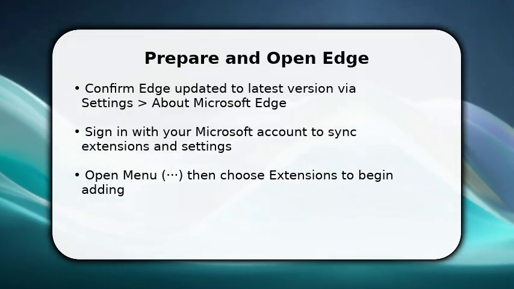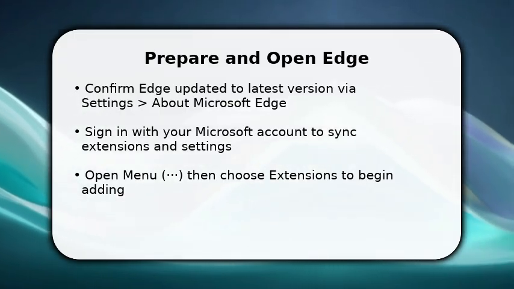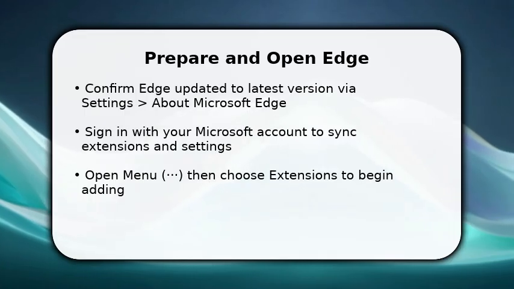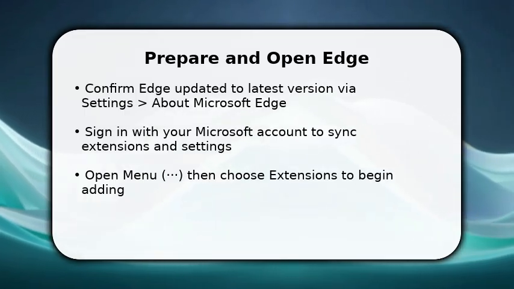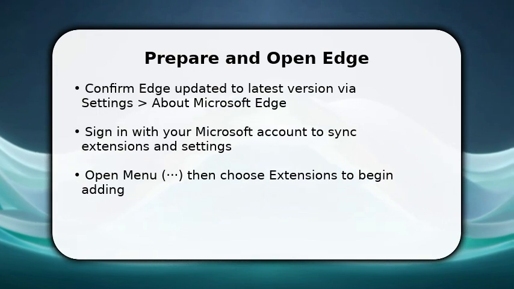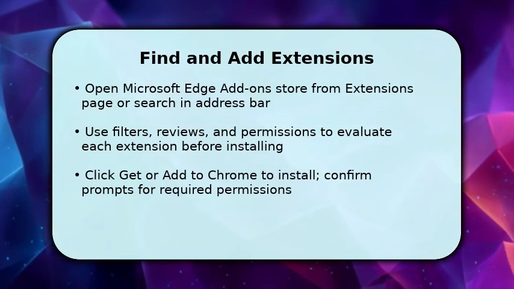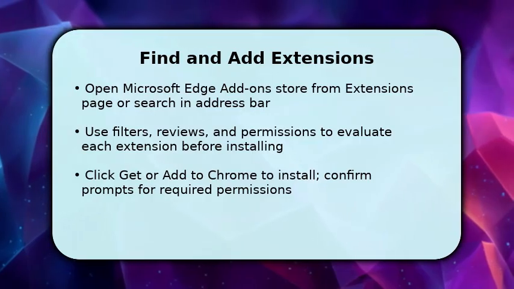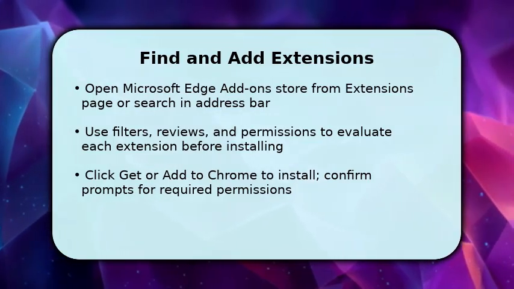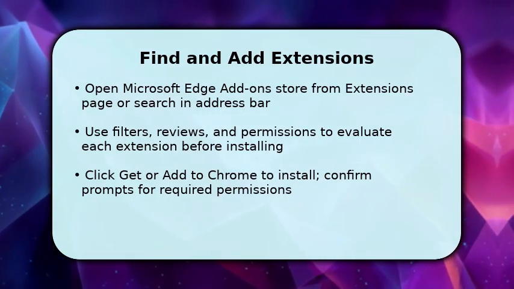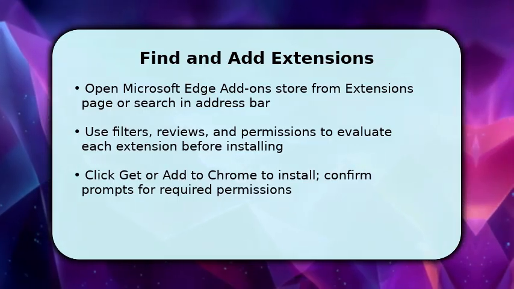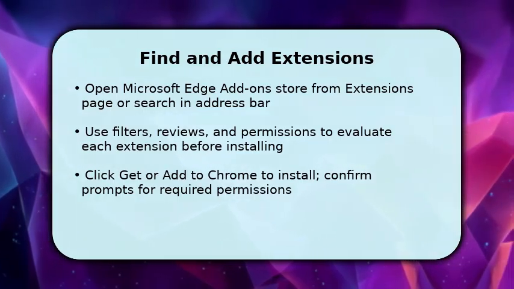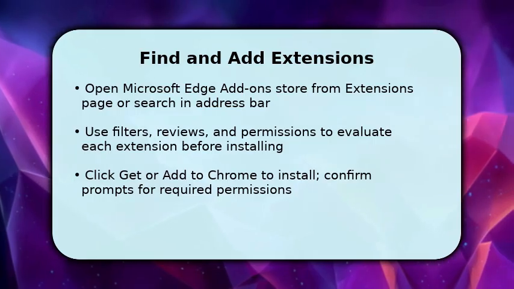Make sure to keep sync enabled so settings follow you across devices, and proceed to the store to find compatible extensions. You now search the add-on store and evaluate options by reading reviews and checking requested permissions. That prevents unwanted access. Once you identify an extension, click Get and then Add Extension when prompted. Edge will show permission dialogues so you can accept or cancel.